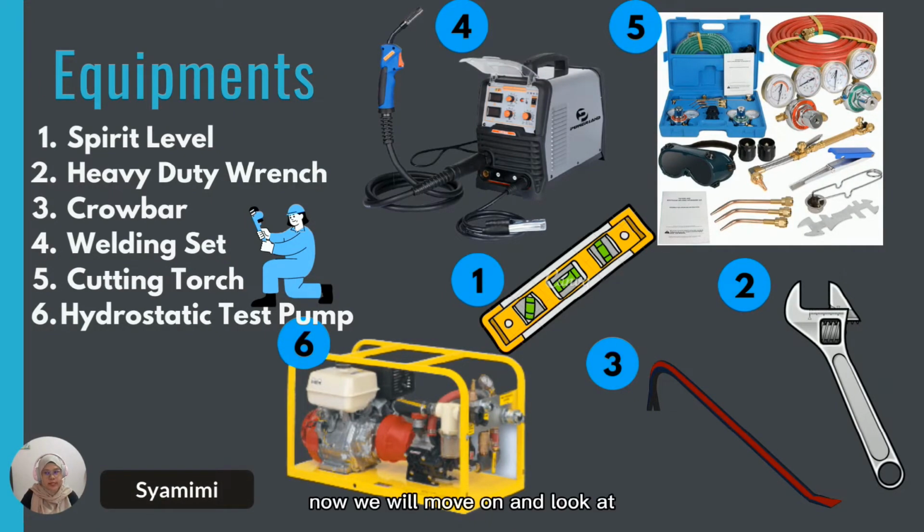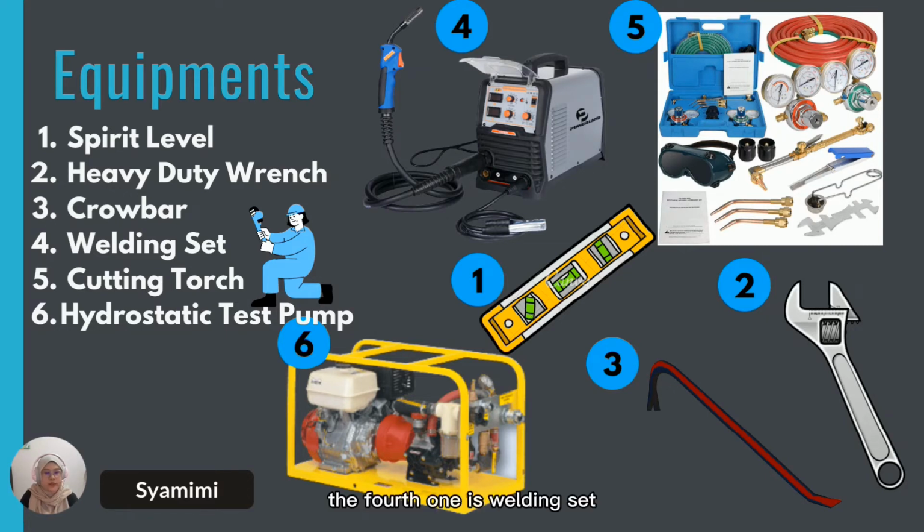Now we will move on and look at the equipment that is used for reticulation work. Firstly, we have the spirit level. So the spirit level is used to make sure that the pipes are aligned at a suitable degree. Next, we have the heavy duty wrench, which is used to fasten the bolts and nuts in between connecting pipes. The third one is the crowbar. A crowbar is used to help fix the pipes into the right position.